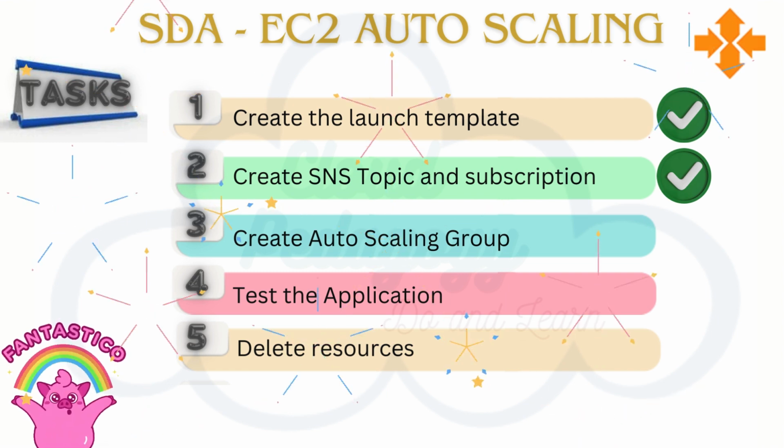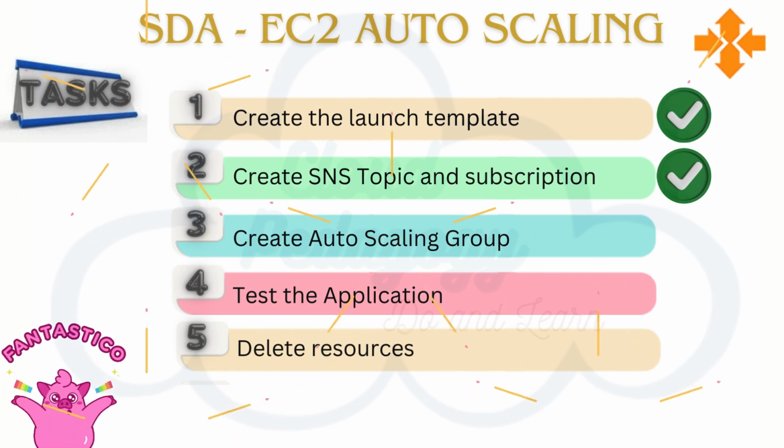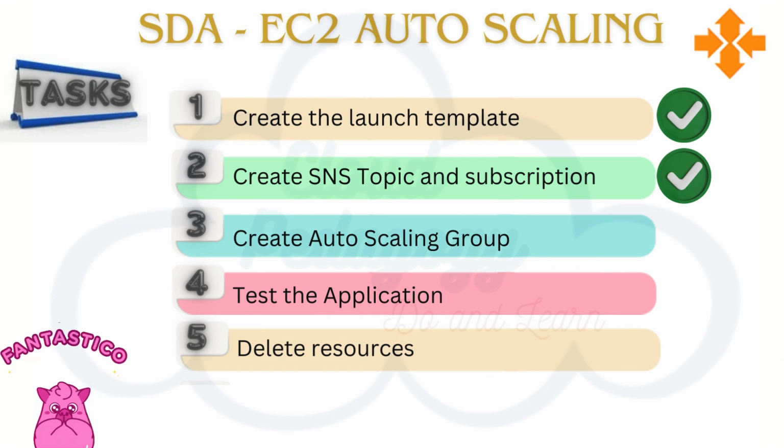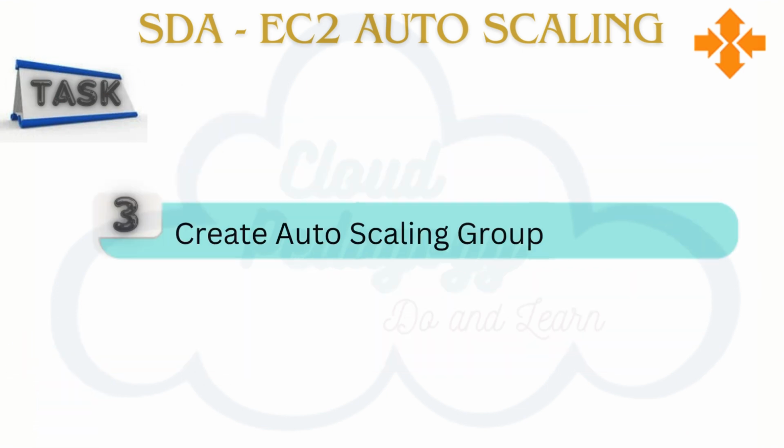Good work. You have done creating the SNS topic and subscription as well to receive the notification mails. In task 3, we will create an auto-scaling group. You will launch the template to create an auto-scaling group. You will specify a minimum of 2, maximum of 4, and a desired capacity of 2 instances. You will also configure your auto-scaling group to use the application load balancer you created. You can also configure your auto-scaling group to scale based off of CloudWatch alarms as well.